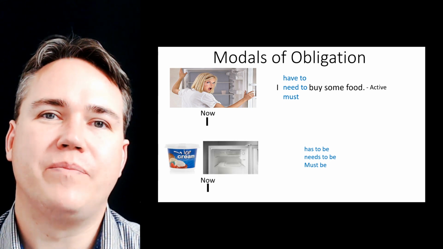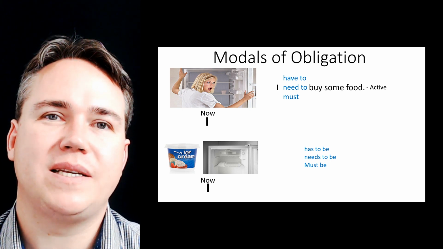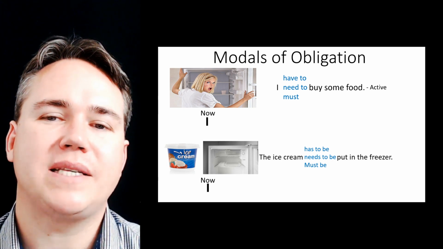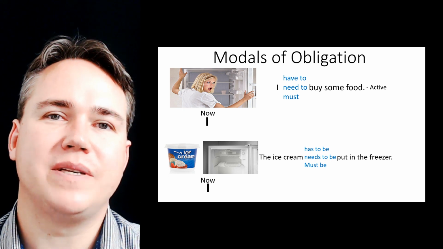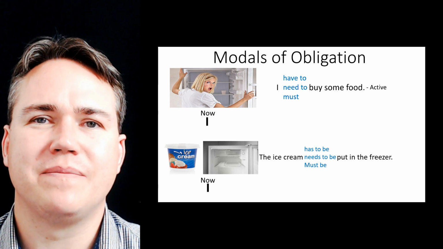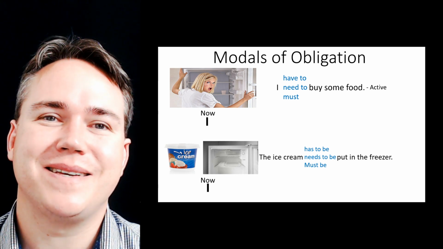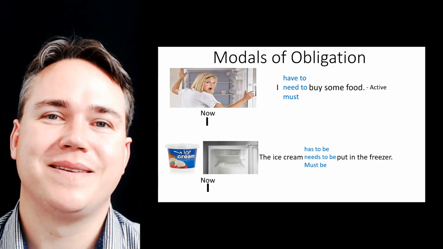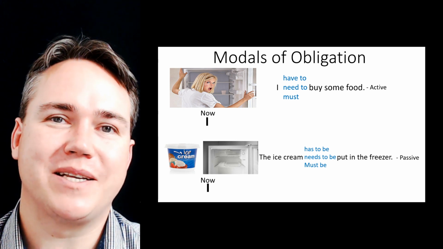you've gone, you've bought your groceries, you've got the ice cream. What needs to happen to the ice cream? Well, the ice cream has to be put in the freezer. The ice cream needs to be put in the freezer. The ice cream must be put in the freezer. It doesn't matter who does it. It really doesn't. It just has to be put in the freezer. Yeah? It needs to be put in the freezer quickly. Somebody needs to do it. And so this is a passive sentence. We're focusing on the ice cream.